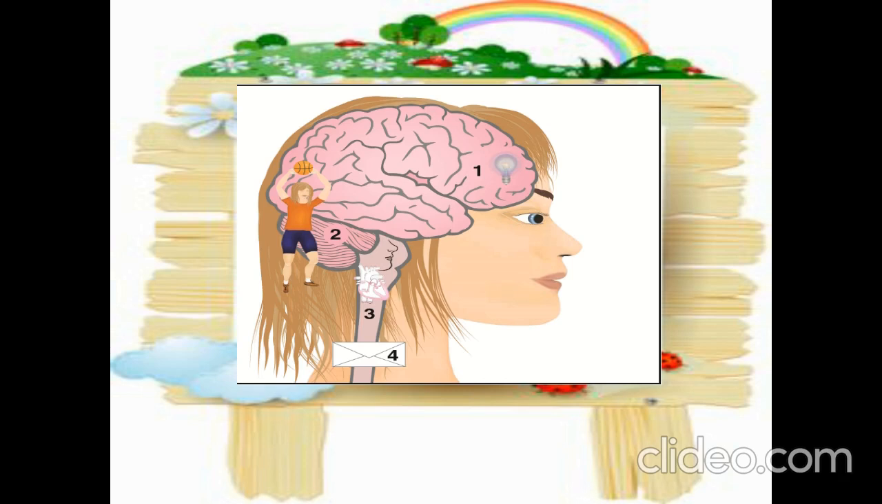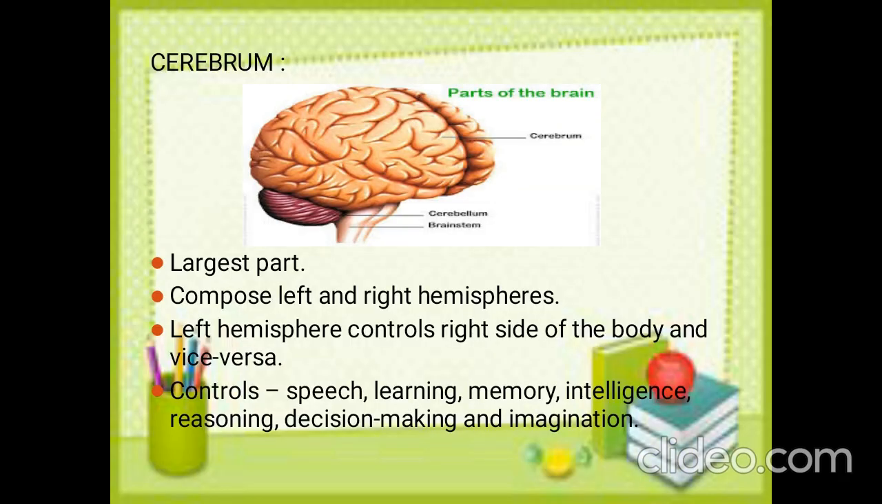So we saw about cerebrum, which splits into two hemispheres, that is left hemisphere and right hemisphere. Left part controls the right side of the body, whereas right part controls the left side of the body. The main functions of cerebrum are: it controls speech, learning, memory, intelligence, reasoning, decision making and imagination, right? Up to this we saw in previous session, right?